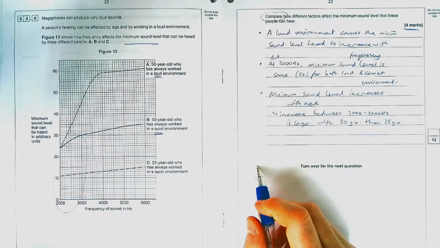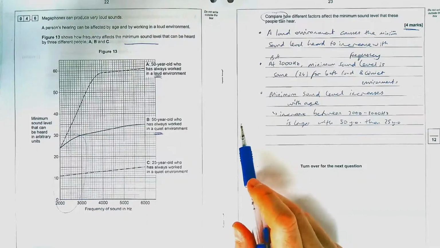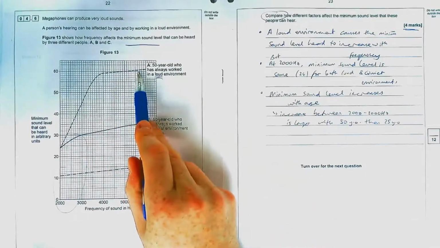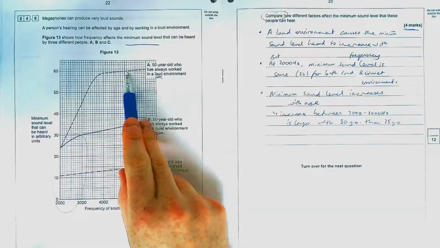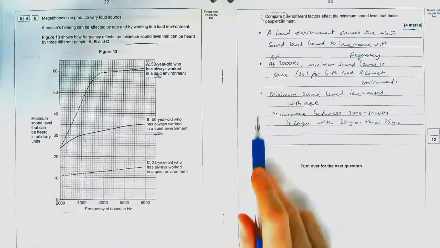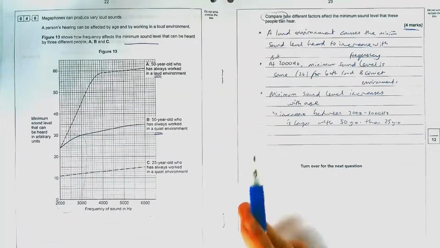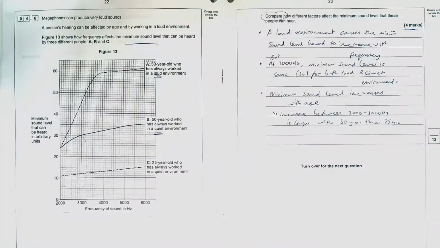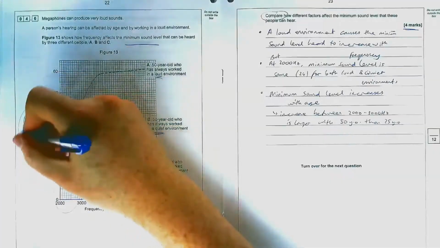Please be aware though, you have to mention the axes on your graphs for this question, okay? You cannot just say, oh, the sound, or what can be heard, or damage in hearing. It's only a compare, you've just got to stick with what's said on the graph. And you don't have to worry about the arbitrary units, that just means, to give a context to the numbers, it's the minimum sound level that can be heard for that question.